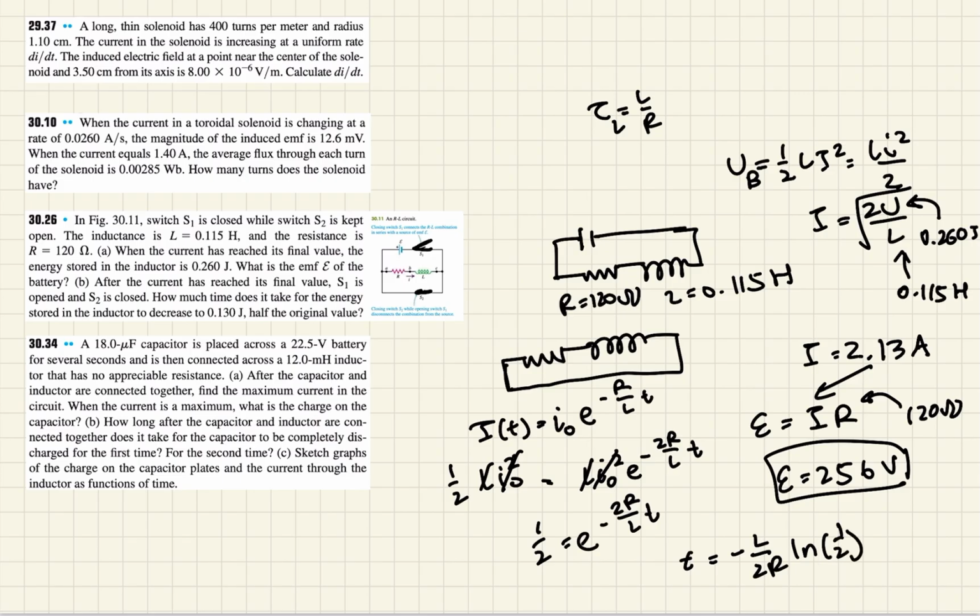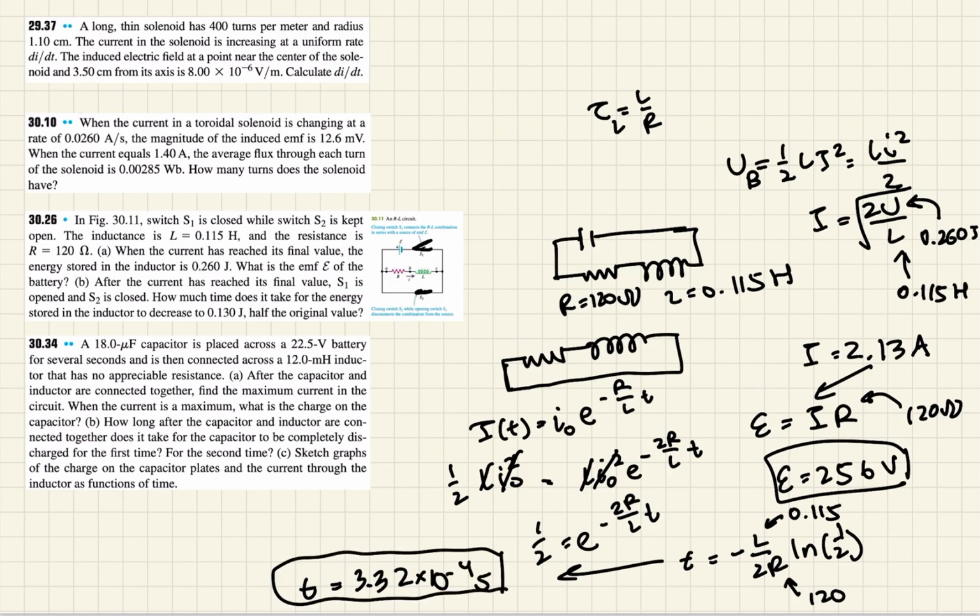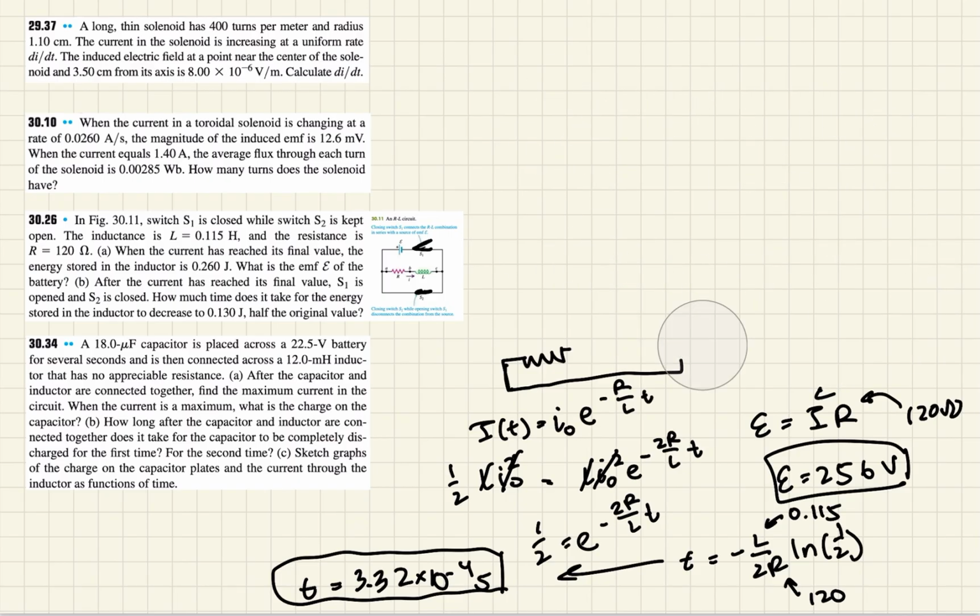ln 1/2 you can calculate. We also know L is equal to 0.115, and R is equal to 120. Plugging in values, you're going to get a time of 3.32 times 10 to the negative 4 seconds, which is very small, but everything we're dealing with in this unit is very small. It's just minute differences in current, which cause an induced magnetic field and an induced current and so on, in very small spaces. And that was that problem. It was just 2 parts. The second part was the time, which we calculated.